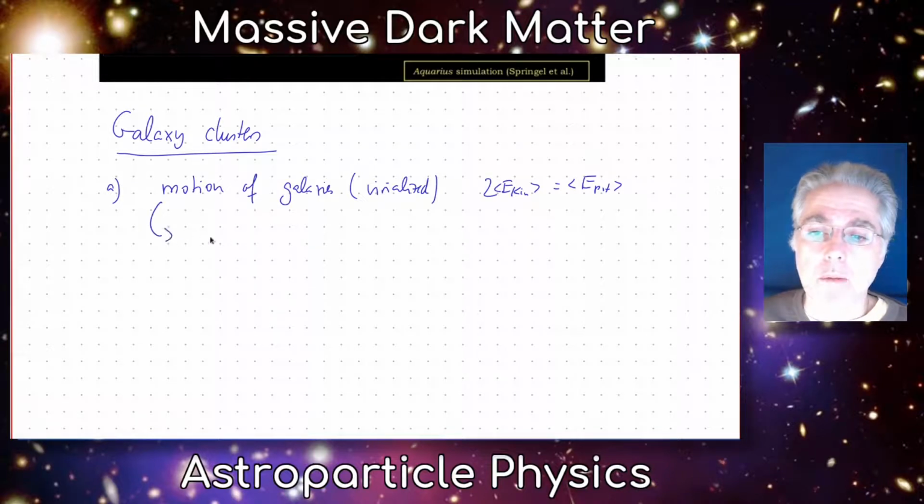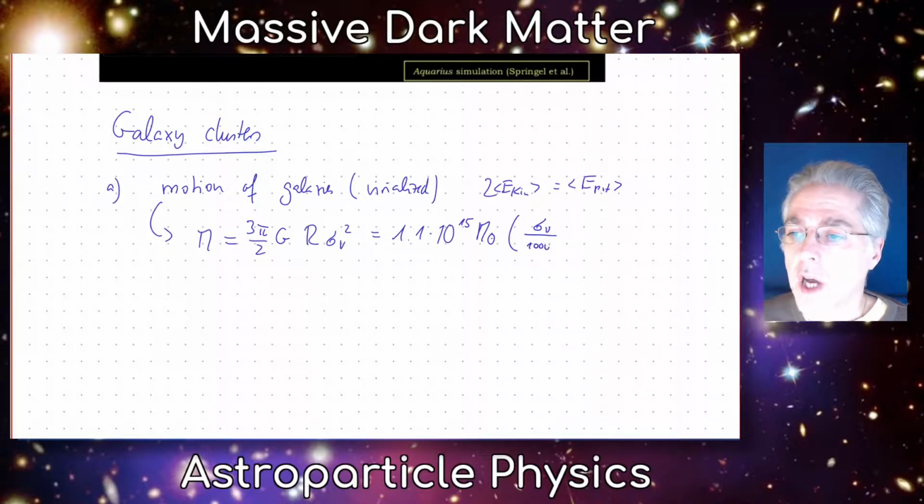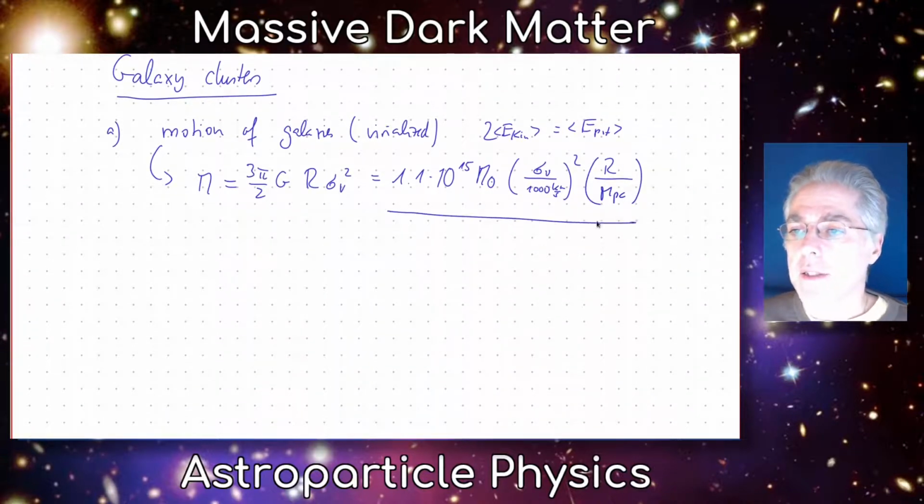And if you do then the maths, I'm going to skip that here, you get an estimate of the mass, which is 3 pi over 2 G, R sigma v squared. So that's the velocity dispersion. And in handy units, this is 1.1 times 10 to the 15 solar masses for a velocity dispersion of about 1,000 kilometers per second, and with a radius of a megaparsec of the cluster. So that's the scale that we observed.